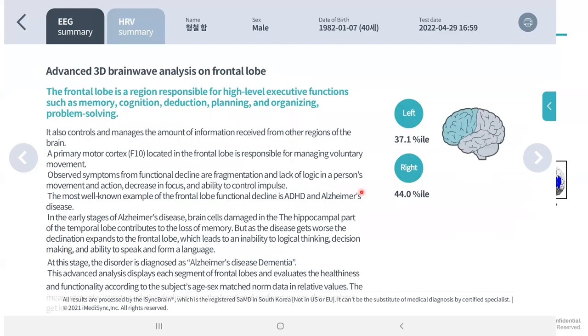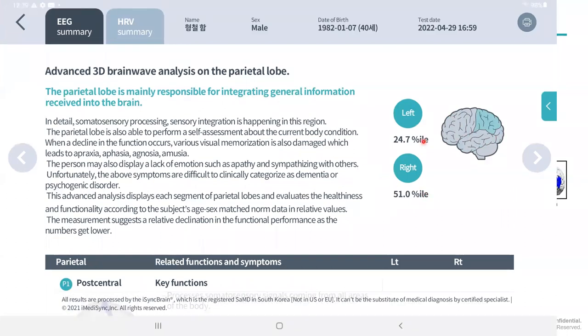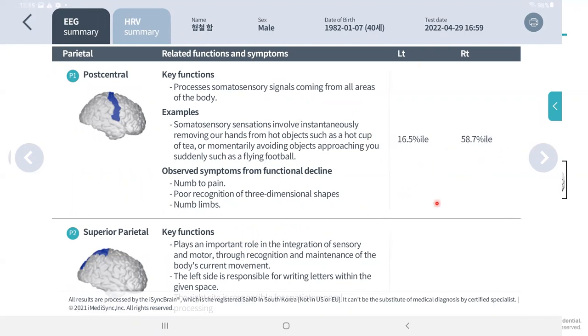And we also give a detailed source-level report like this. In this case, you can see the right temporal lobe shows more activation, and the right parietal lobe also shows more activation compared to the counterpart. Each brain lobe can be broken down more closely with the 68 ROI segmentation in the Desikan-Killiani atlas like this. The result shows the key function of each ROI and the percentile activation compared to the normative value.